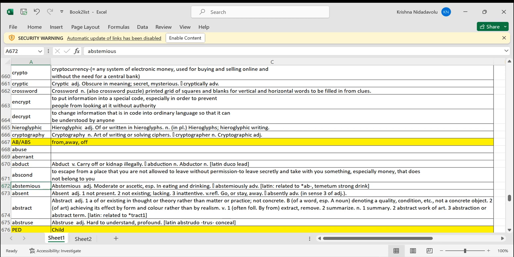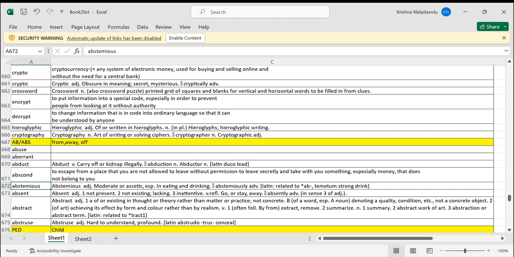Abstemious. Abstemious is moderate, or ascetic in terms of drinking or eating, etc. Refrained, especially in consumption of food and alcohol. So here also, ab is away. Abstemious is staying away from consumption of food or alcohol. A lot of monks or saints demanded this abstemious lifestyle, which is full of poverty, obedience, and hard work. Across all cultures, be it Christianity, Hinduism, Islam, Buddhism, Jainism, this ascetic culture is there everywhere. Temetum is strong drink; abstemious is staying away from drinking, eating moderately. Okay, that is abstemious.